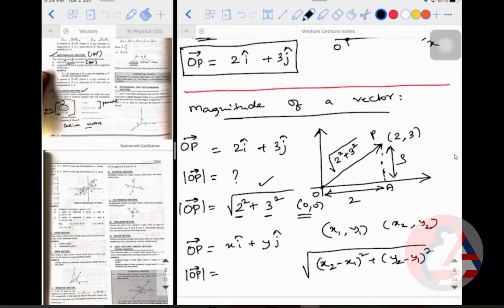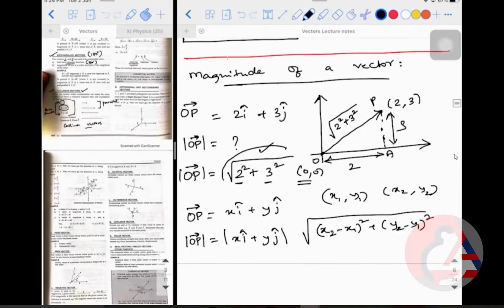Modulus of x i cap plus modulus of y j cap. What do you think will be the answer? You have a ready-made example in front of you. You just need to make it a formula. I will underline and show you.